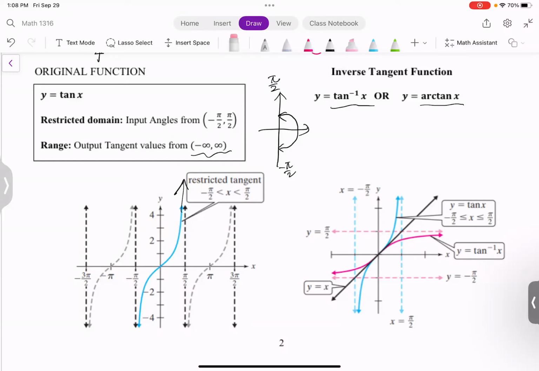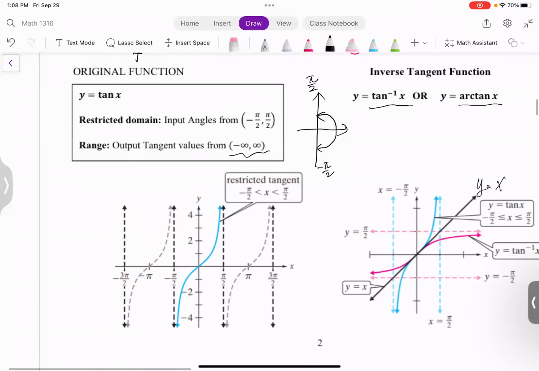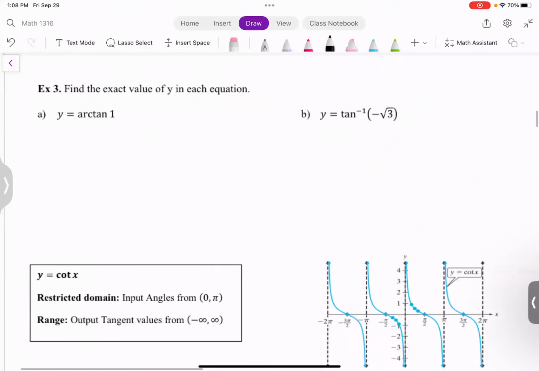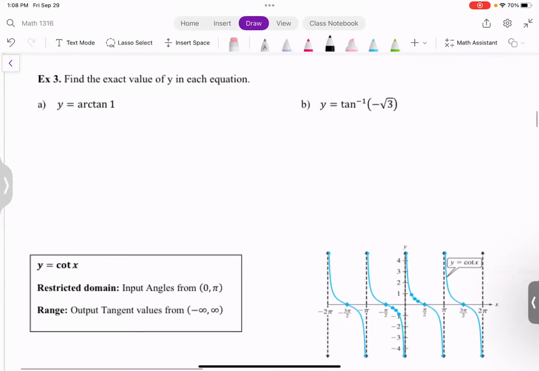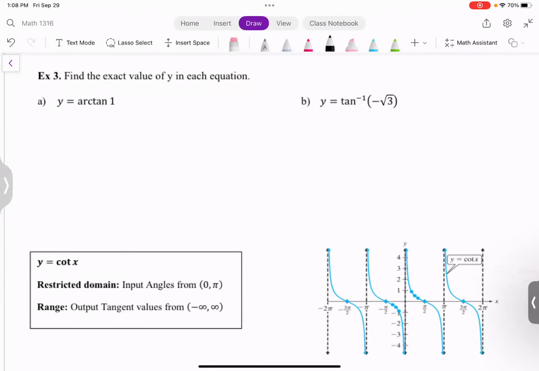Okay, let's see the inverse function of the tangent. I can graph the tangent first and then draw the y equals x. And the inverse function is the pink curve that is symmetric along the y equals x with the tangent x. Okay, let's see the first example. Find the exact value of y in each equation.